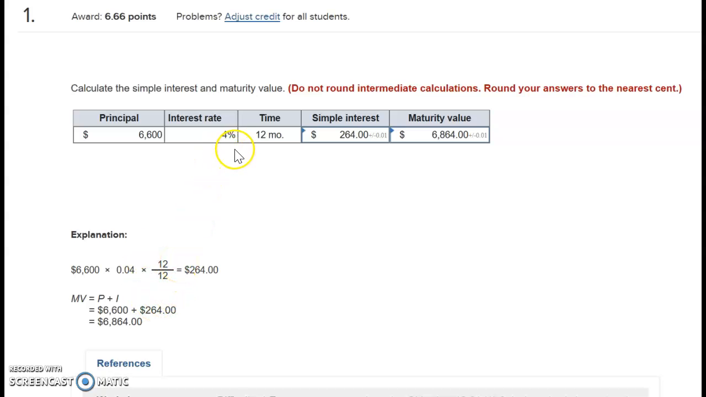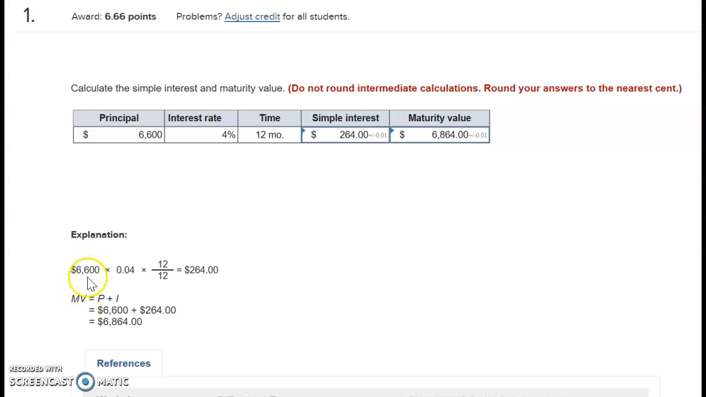Now remember, for the interest rate, you have to take this percent and change it to a decimal to go in the interest equation. So to change the interest rate in a percent to a decimal, you're going to take away the percentage sign and move the decimal point 2 places to the left. So originally the decimal point is here. You're going to move it back 2 places so that it's here.